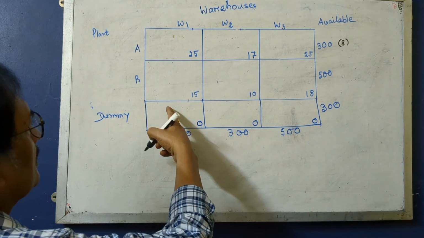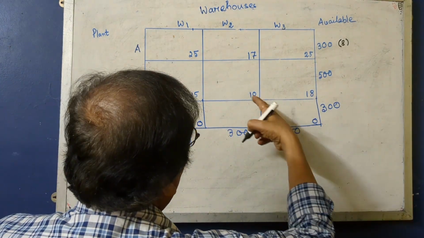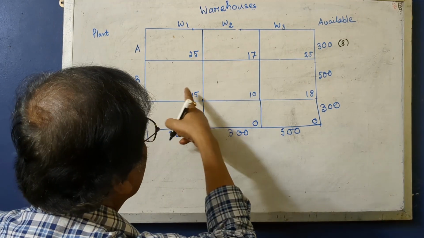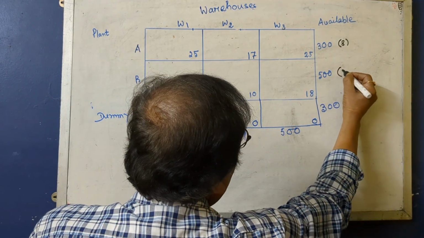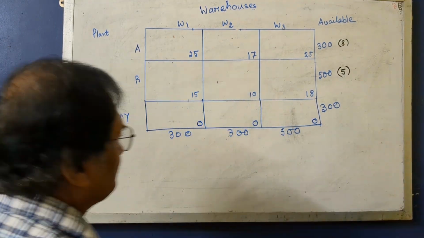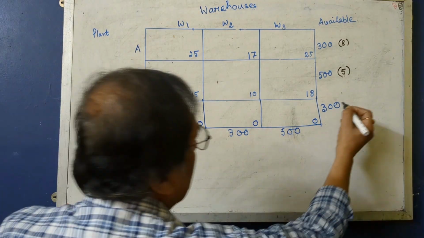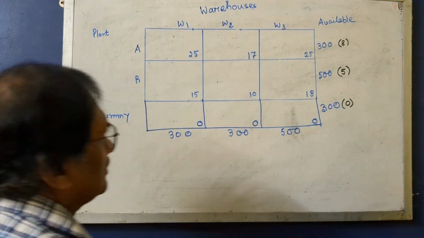The same process you have to do for the second row. The lowest cost is 10 and the immediate lowest is 15. Therefore, the difference is 5. And for the third, 0 and 0, that means the difference is 0.